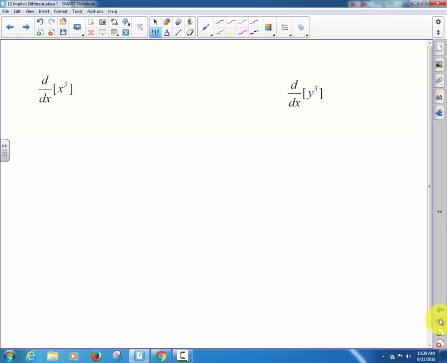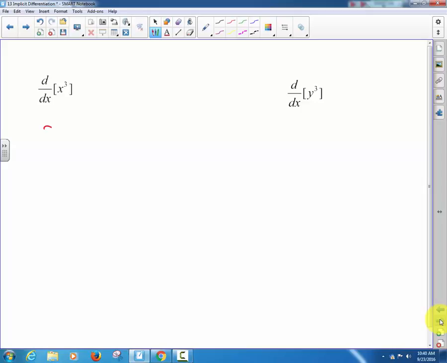One has y, one has x. Notice that both of them say d over dx. What does that mean? The derivative with respect to x. That means x is what we're measuring everything against. So the derivatives we've been taking have all been derivatives with respect to x, dy dx. So this derivative is going to be what? Can anyone tell me?